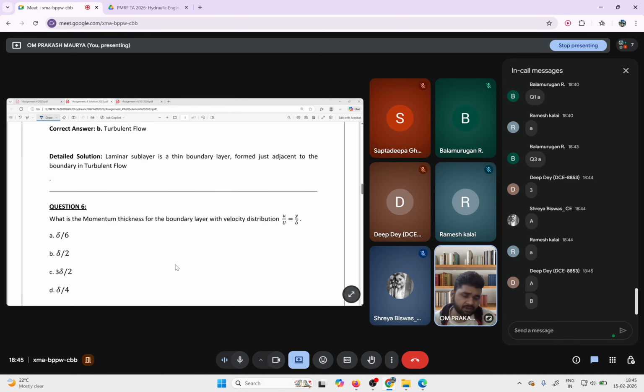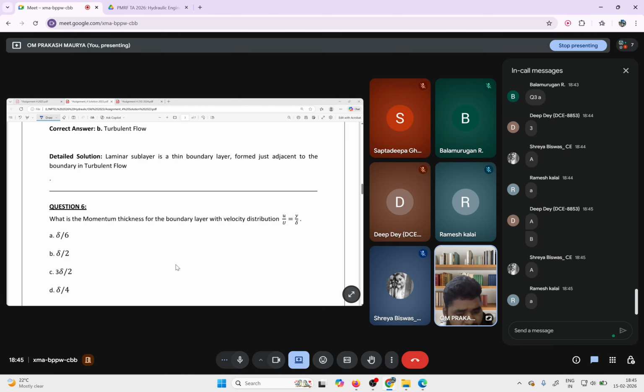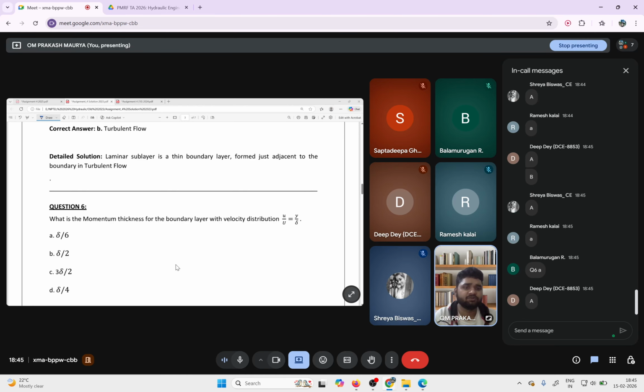Okay, you are telling B option for question number 6, right? Deep is telling B option for question number 6. Shreya is telling A. Okay, Ramesh is telling A. Okay, Bala is also, Deep is also telling A. Fine.